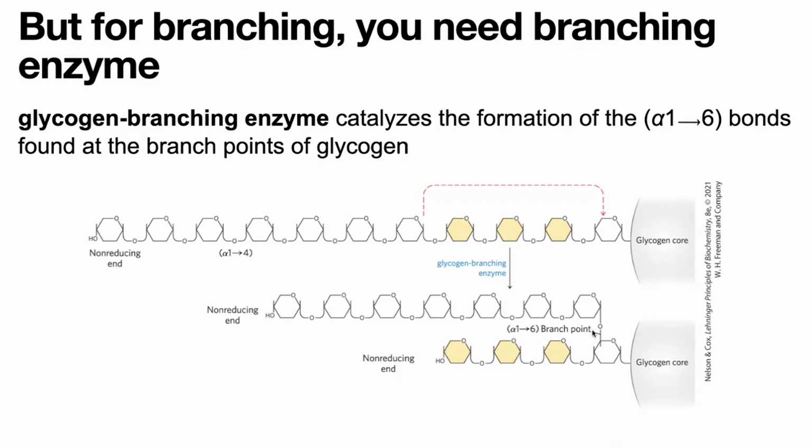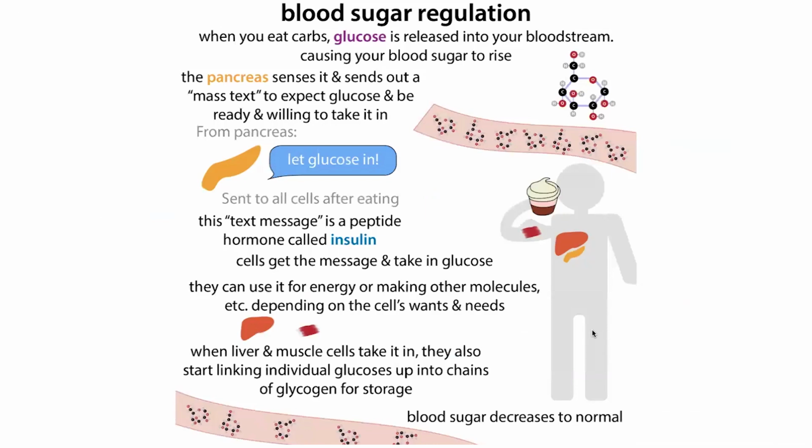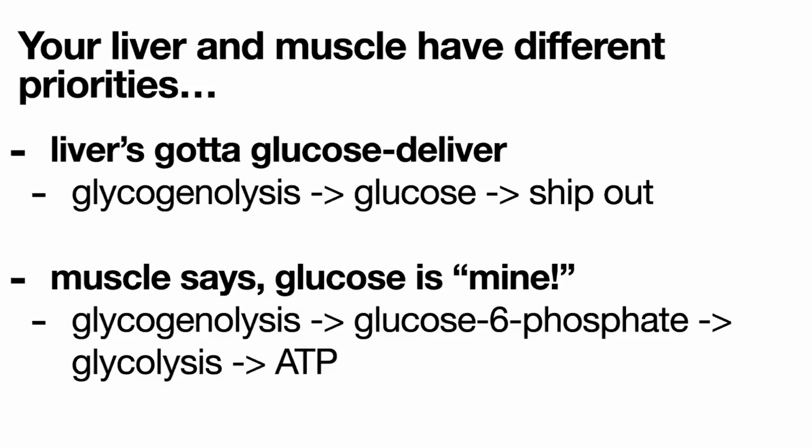So in this way, our body is able to store glucose for when we need it. When our bodies signal, your pancreas sends out insulin, and then cells get the message to take in glucose. The liver and muscle cells take it in, and they link it up into glycogen. But they're not just storing it for no reason. Your muscles are like, I'm going to want energy later, and I don't want to be out of energy, so I'm going to store some for fast use. And then when I need it, I will break it down.